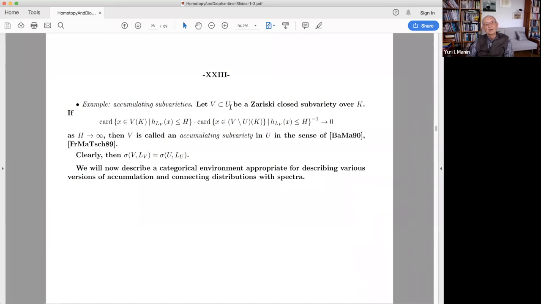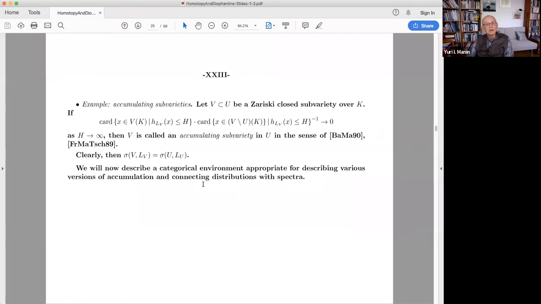So just simply take the whole system of equations and add some more equations, and then calculate the number of points in this V of height not larger than H, and divide it by the number of such points in the difference U minus V. If it tends to zero when H tends to infinity, then we call it an accumulating subvariety. This is the case when these two sigmas will coincide. V and U minus V. And U and U minus V.